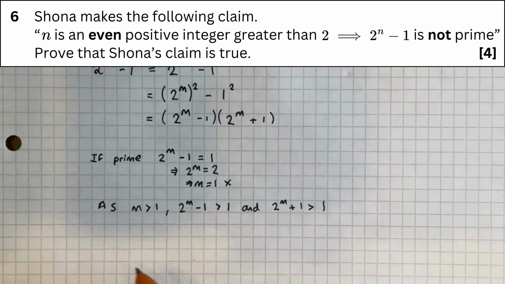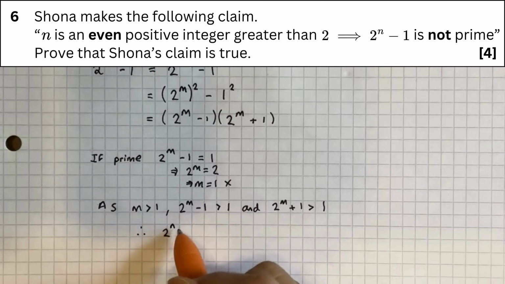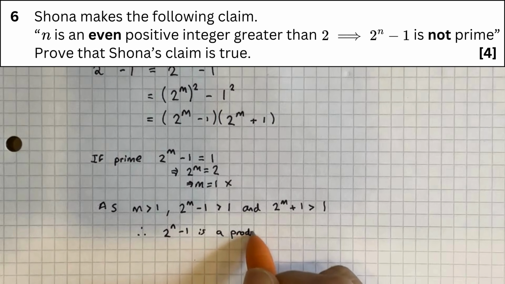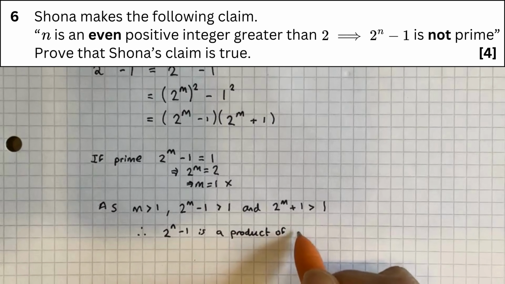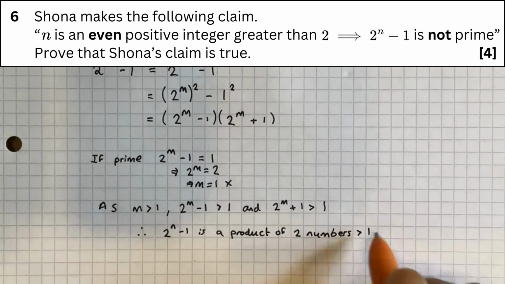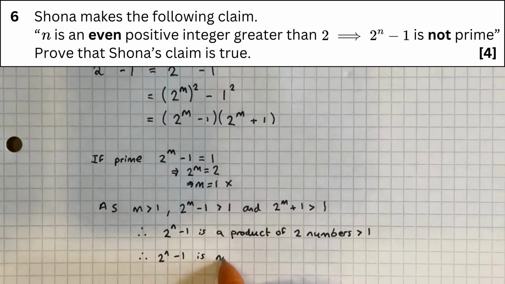So to conclude, we can say that 2 to the power of n minus 1 is a multiplication of 2 numbers, or 2 integers, both of which are bigger than 1. And this is the exact definition of being a composite number, i.e. not being prime, because they've got some other factor in there.